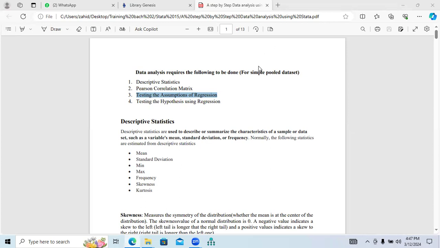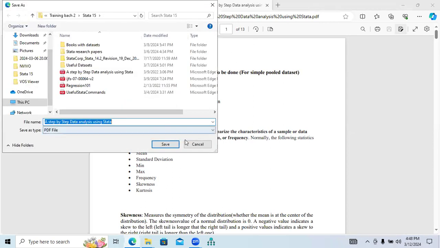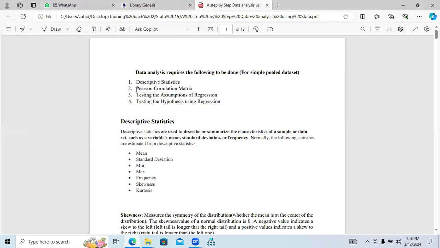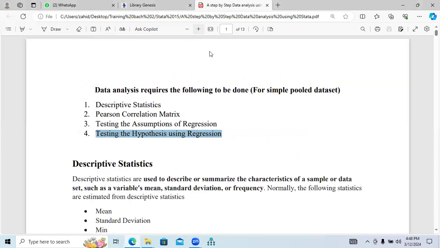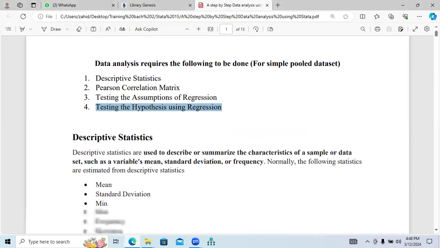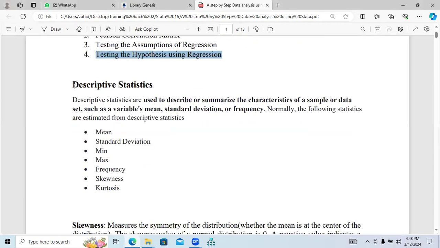Today we are going to discuss some steps using Stata regarding some of the procedures which are required for conducting Pearson correlation and regression, and then we are going to discuss the different assumptions of regression, and how to test the hypothesis using regression. There are some different aspects that I have designed here using some sampled pool data. So previously we have discussed the descriptive statistics.